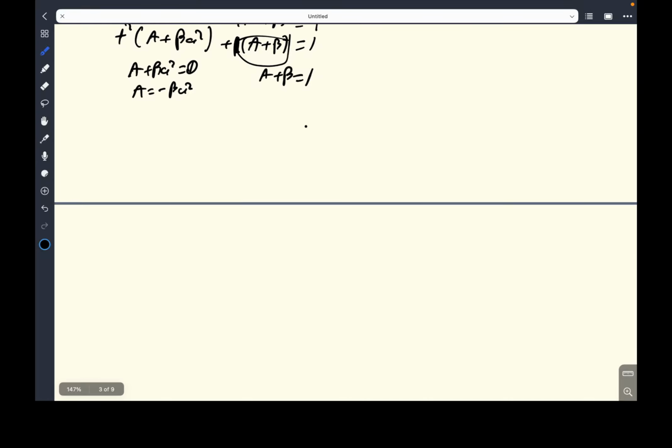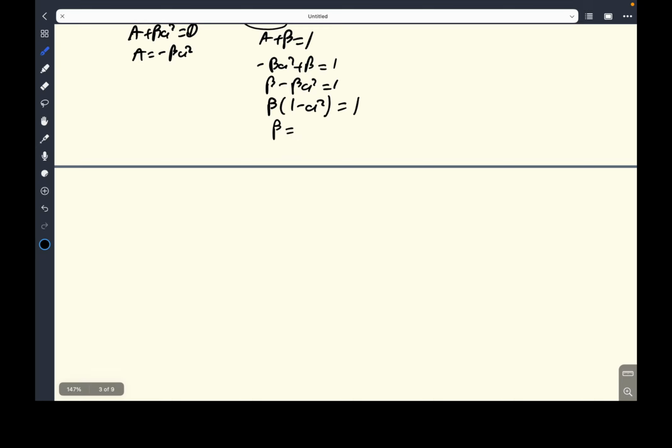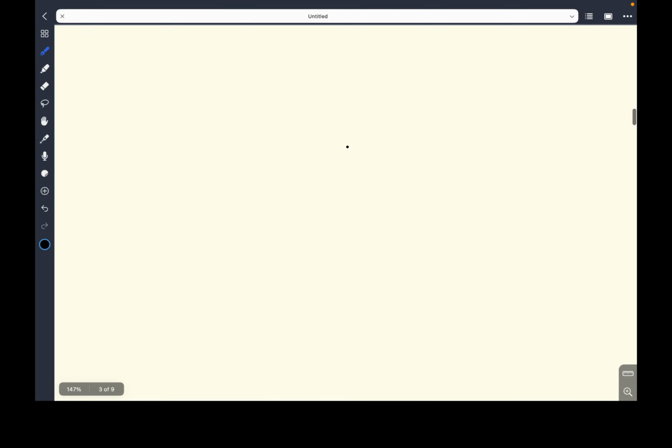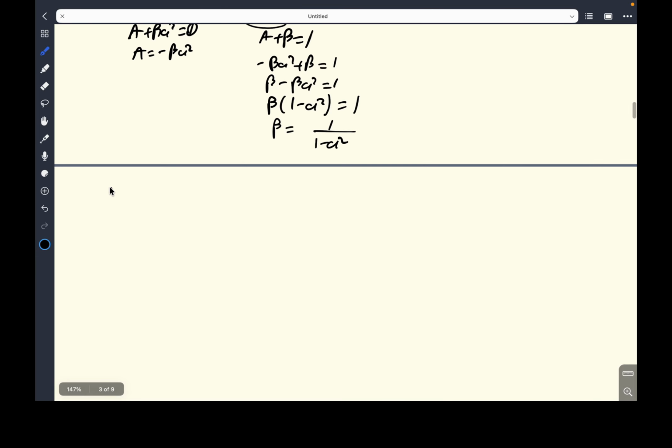And if I substitute a here, it's going to be negative ba squared plus b equals 1, which is b minus ba squared equals 1. Factoring out b, I'm going to get 1 minus a squared equals 1. Thus, b equals 1 over 1 minus a squared. So, thus my a is going to be negative a squared over 1 minus a squared.